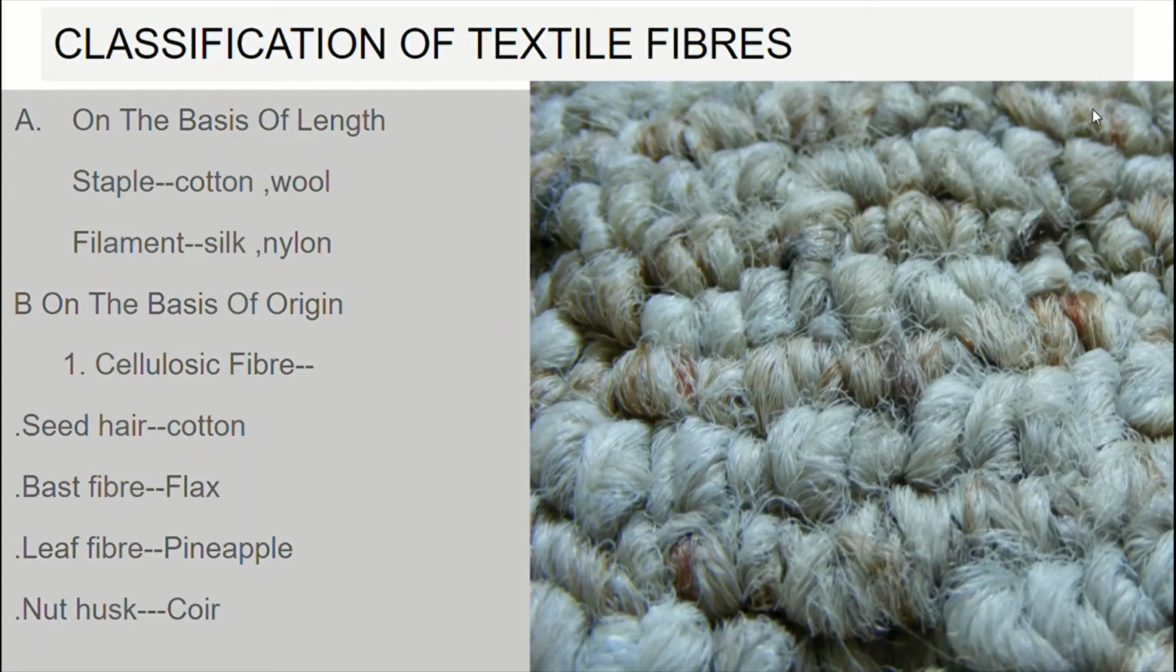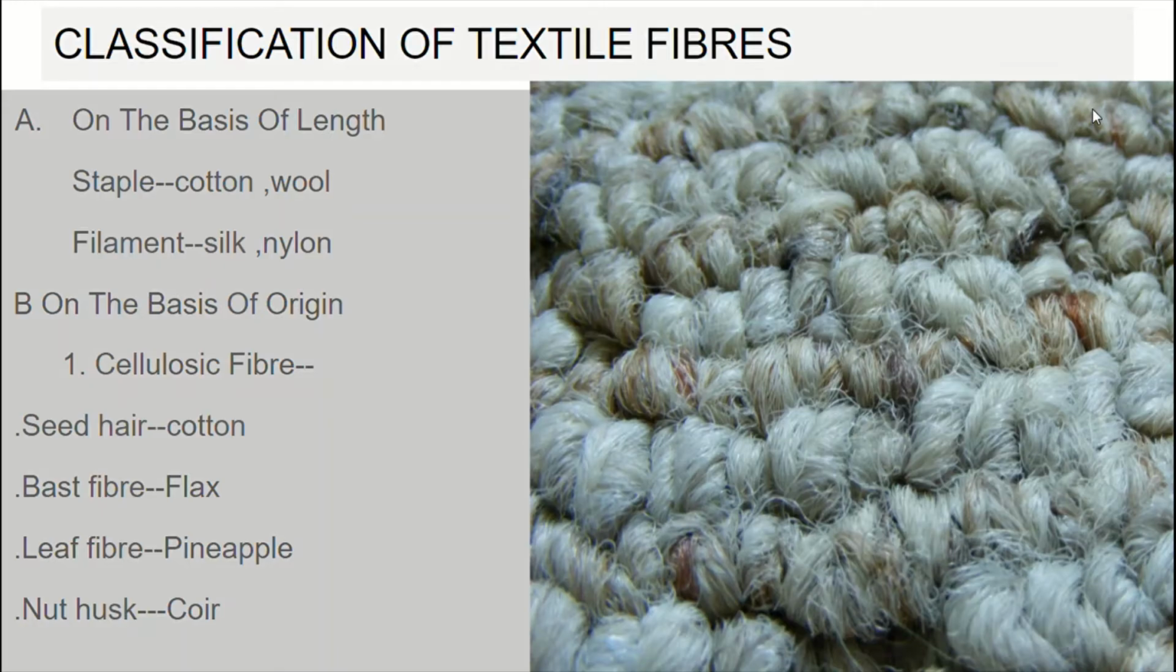What is the classification of textile fiber? First, on the basis of length, there are staple fibers. They are half an inch to 5 inches in length. They are short in length, for example cotton and wool. Filament fibers are 5 inches and go up to a few kilometers. Long length, for example silk and nylon.